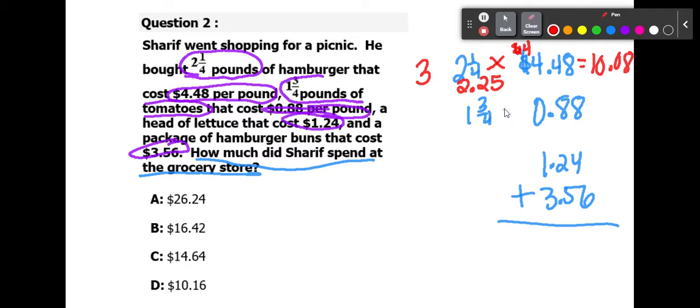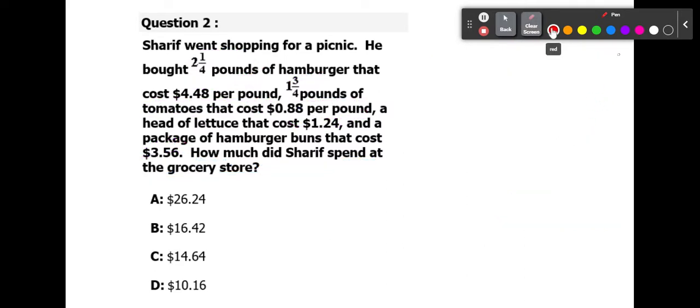$10.08. I'm going to do the same thing here, just multiplying this amount. So 1.75 times 88 cents gives me $1.54. Oh man, that's a bummer. All right, let me see if I can get that all back. 2.25 times 4.48, $10.08. Why are we not writing anymore?